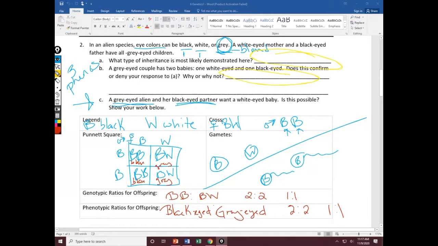So the big key when we're doing our ratios is just make sure that we're clear. Because all it's really saying is what is the likelihood of all of the different types of potential babies that we've put forth here. So here we're just saying you have an equal likelihood of having a black-eyed baby and a gray-eyed baby. 50-50.